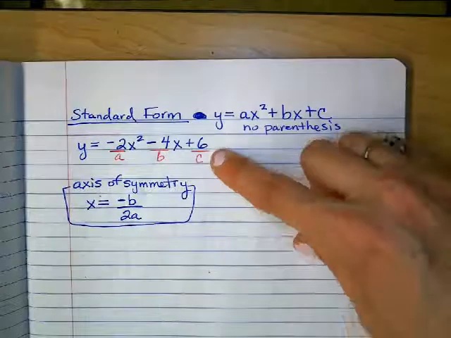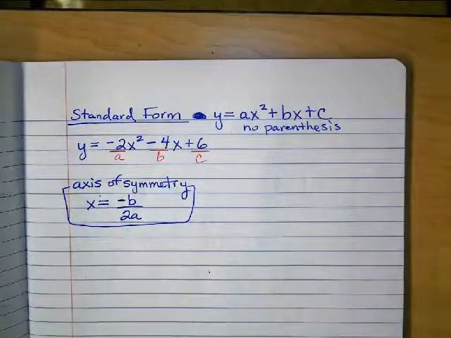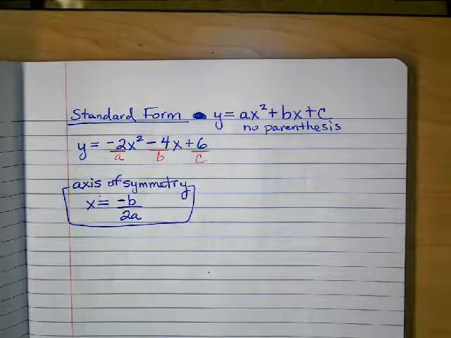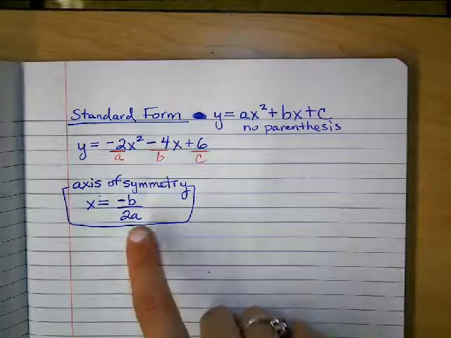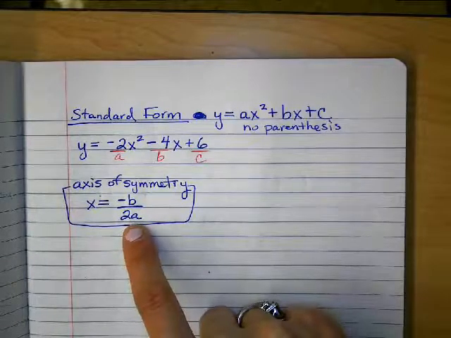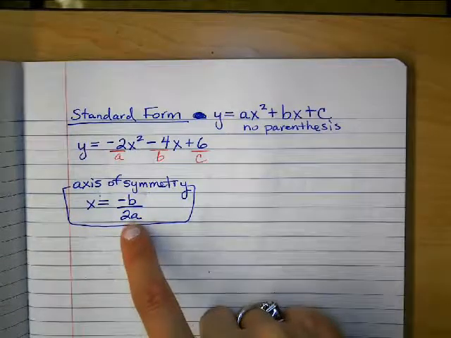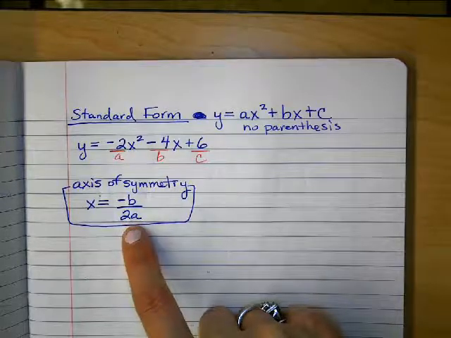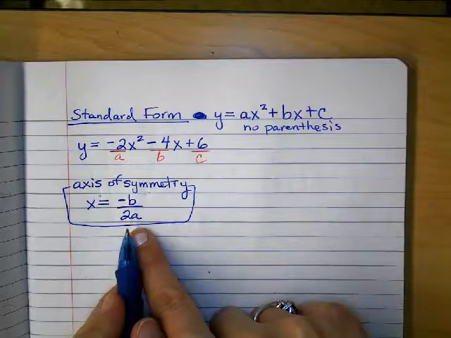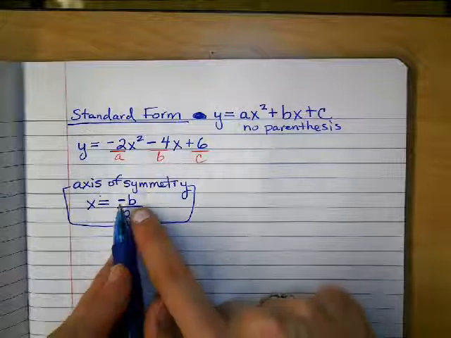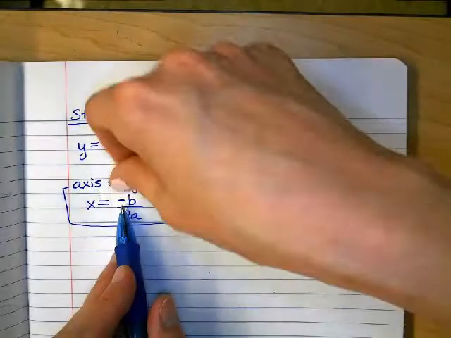-b over 2a. Does that ring a bell with anybody? Have you seen that before? You did it in Algebra 1. It's just been a while, a couple years. So -b over 2a, or opposite of b. Sometimes when you see negatives, you can say opposite to remind you to flip the sign. All right, so let's do that first.